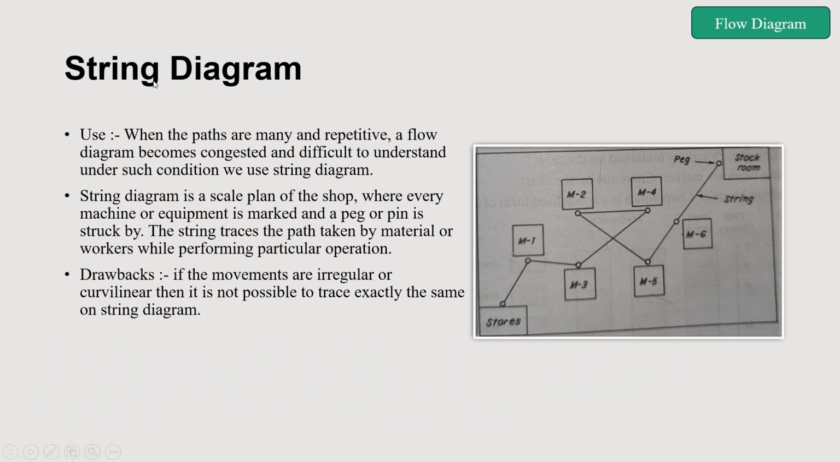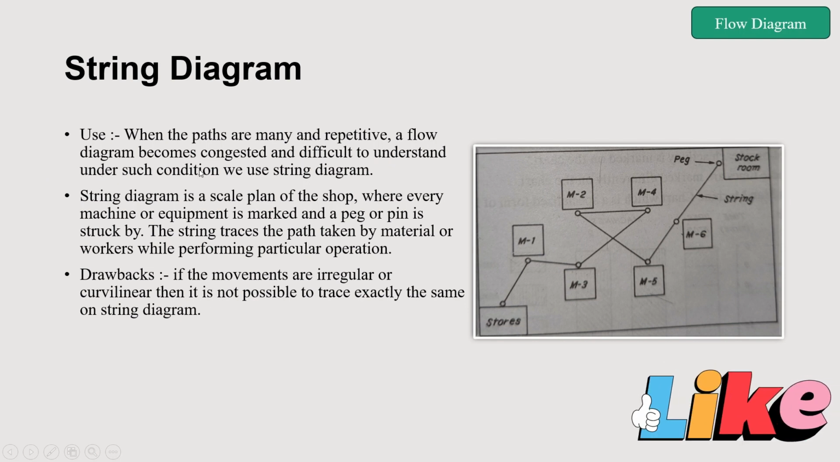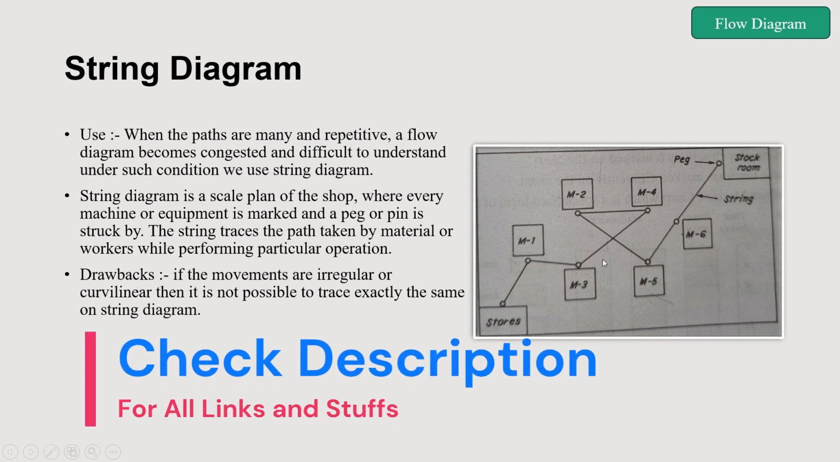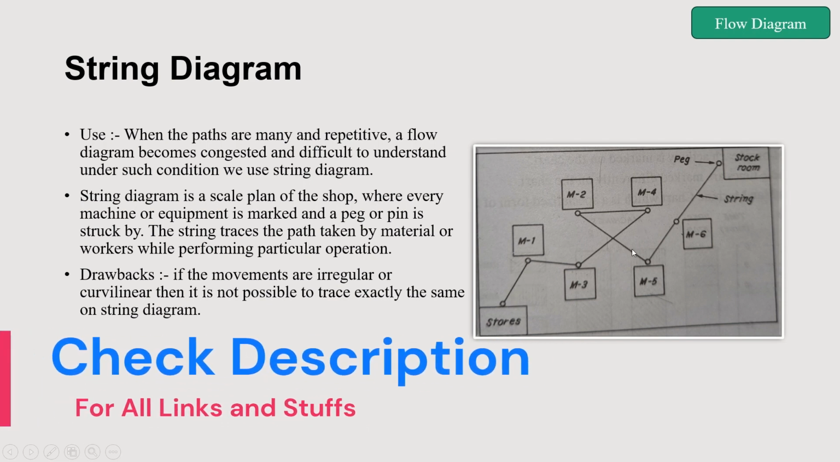Now in the flow diagrams itself, we are going to have a string diagram. Let us understand the uses of the string diagram and why it is used. When the paths are many and repetitive, a flow diagram becomes congested and difficult to understand. Under such conditions we use a string diagram. Whenever a lot of paths need to be drawn on the work area, it gets confusing, so in order to prevent the confusion and congestion, we use the string diagram.